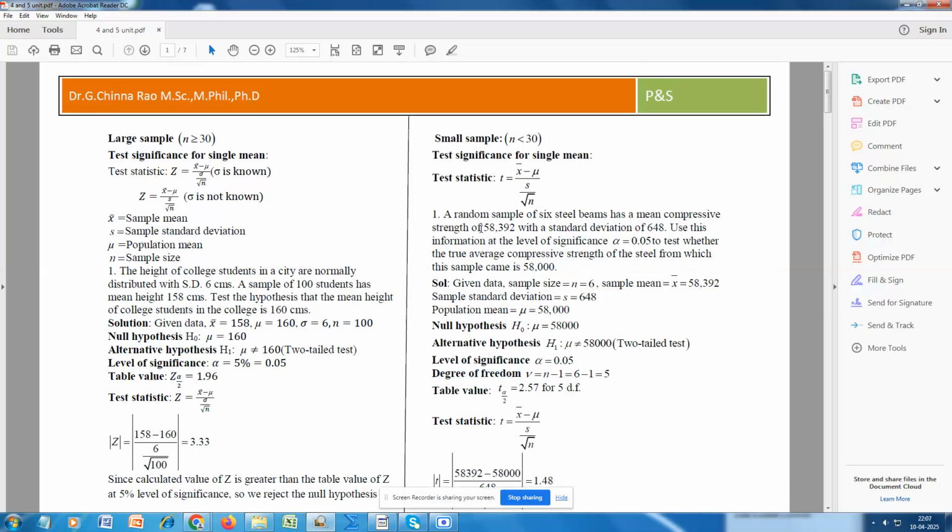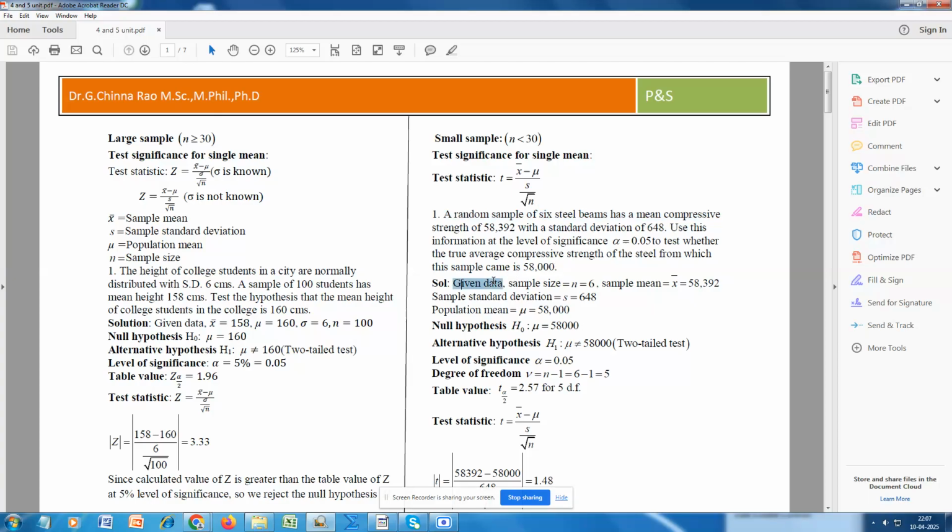Here a random sample of 6 steel beams has a mean compressive strength of 58,392 with a standard deviation of 648. Use this information at the level of significance alpha 0.05 to test whether the true average compressive strength of the steel from which this sample came is 58,000.